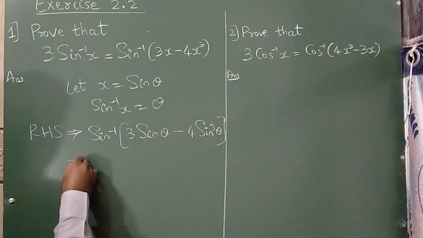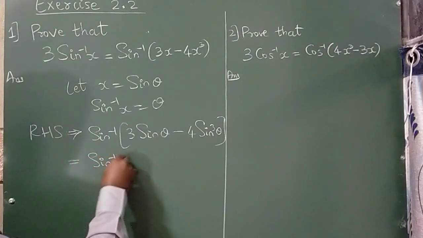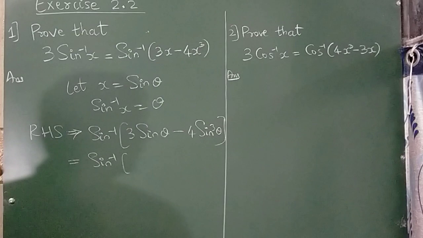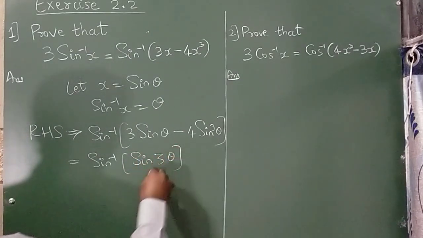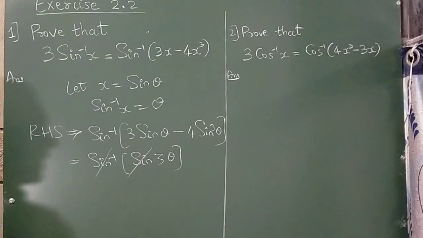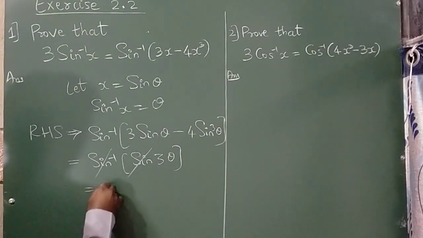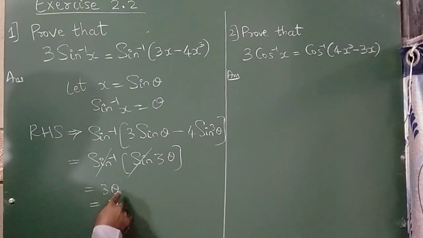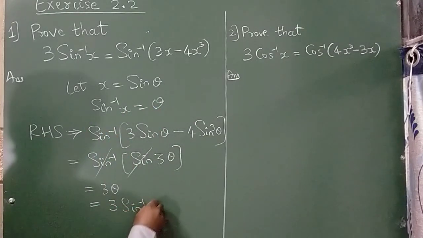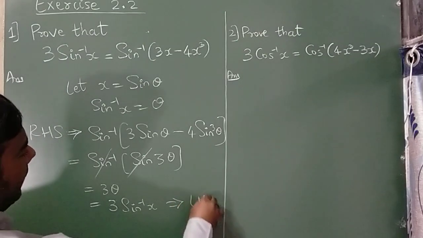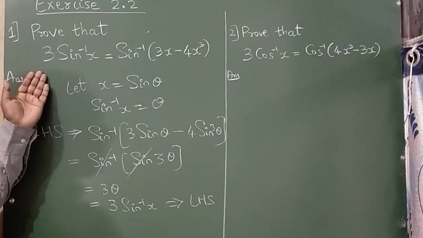Fine. Now there is a formula: 3 sine theta minus 4 sine cube theta is sine 3 theta. So this sine and sine inverse get cancelled. What is remaining? 3 theta. So 3, what is this theta? Theta is nothing but sine inverse of x. Now this is LHS. Hence it is proved.